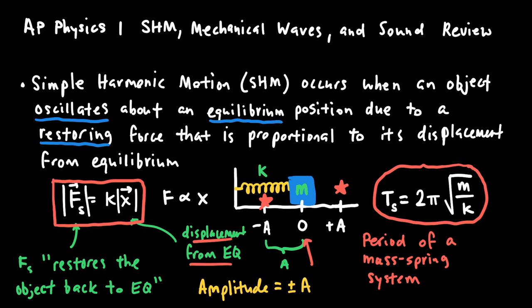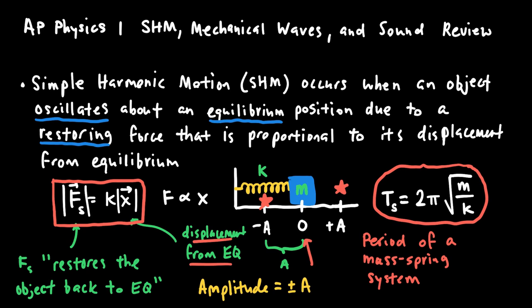And what eventually happens is you pull this object and it oscillates back and forth with a regular period. And we know that the period of that mass spring system, which I'm writing here as Ts, is equal to 2 pi times the square root of m over k. So if I change the mass, then the period will change. And if I change the spring constant, the period will change. But the period doesn't depend on things like the amplitude, for example.